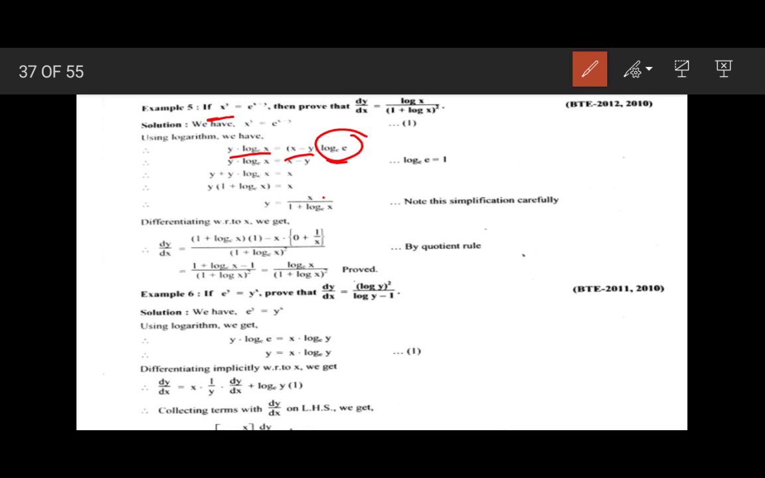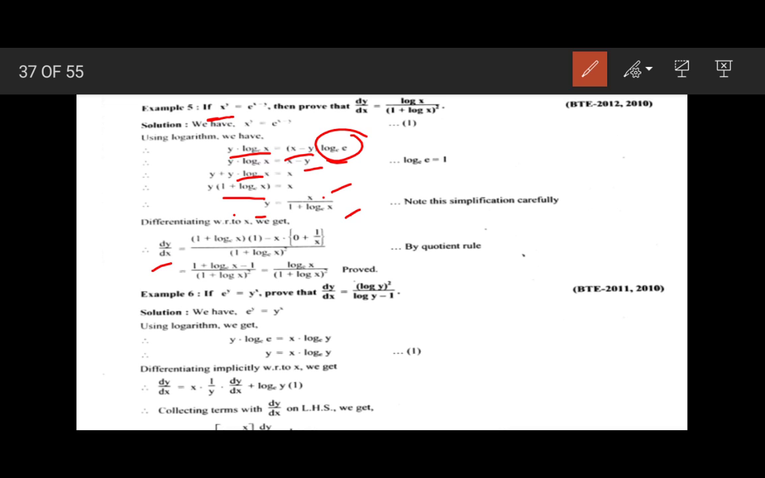So again I am taking this minus y on the left hand side. So what will I get? I will get y plus y log x is equal to x. So y common, so y into (1 plus log x) is equal to x. So y is equal to x upon (1 plus log x). Now differentiating with respect to x, derivative of y is dy upon dx.